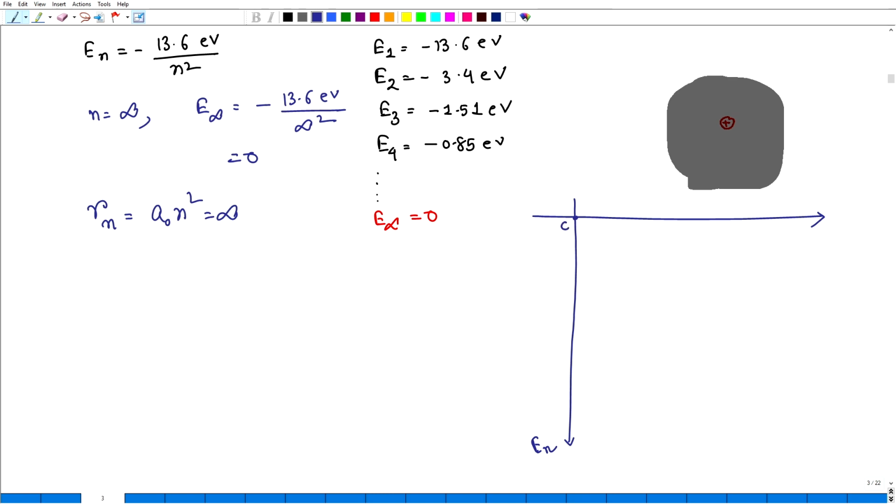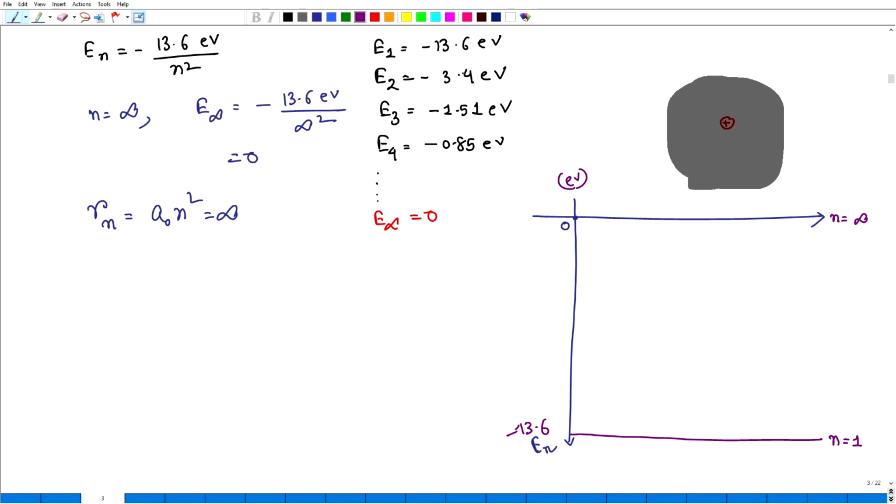So this is 0 and En is negative, and on this axis we have plotted n. No, not n. So this is 0, so it should be n equals infinity, where the energy of the electron is 0. Now for n equals 1, these are the energy levels, we are drawing the energy levels. This is n equals 1, so the energy should be minus 13.6 electron volt.